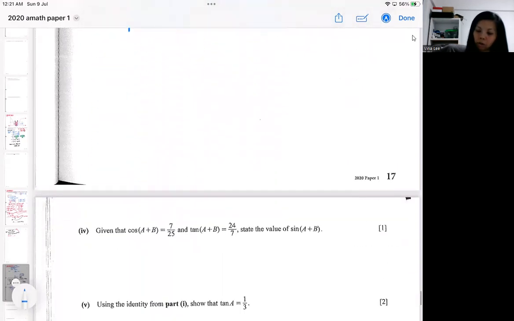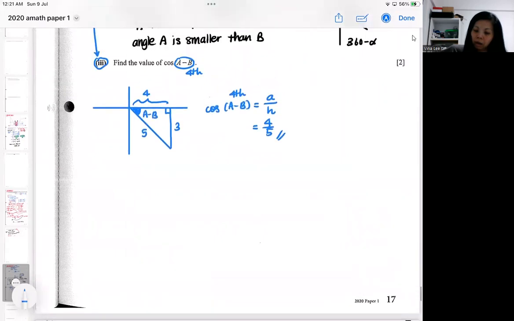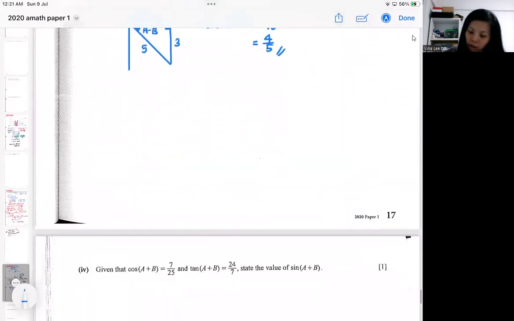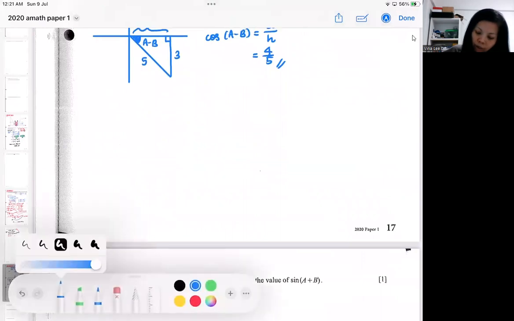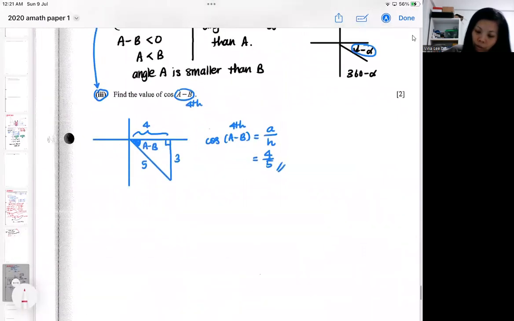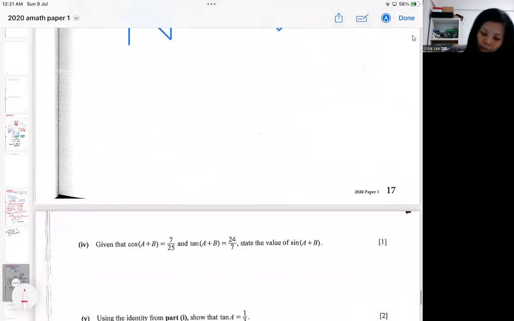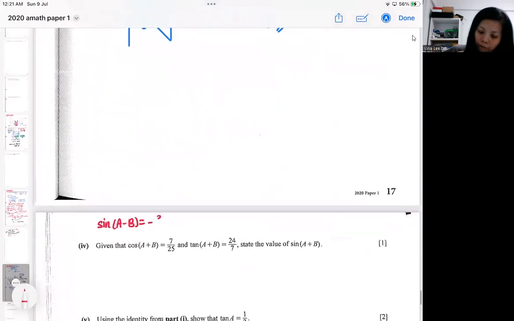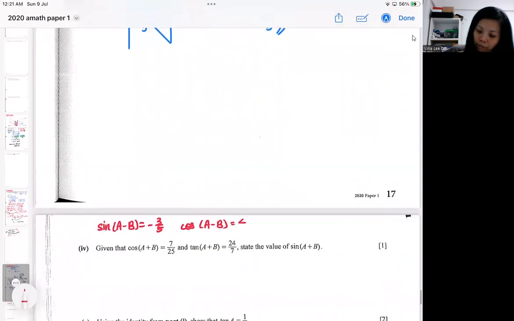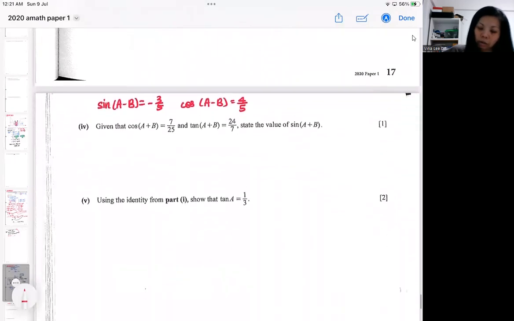I'm supposed to think about cosine A plus B, tangent A plus B, and sine A plus B. Okay, by now you actually got a lot of information. So if you want to, you can just jot it down first. By now I know that sine A minus B is negative 3 over 5. And I've also gotten cosine A minus B as 4/5. So this is what I have gotten so far.